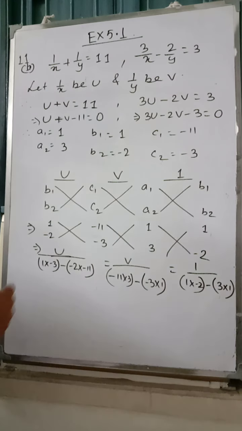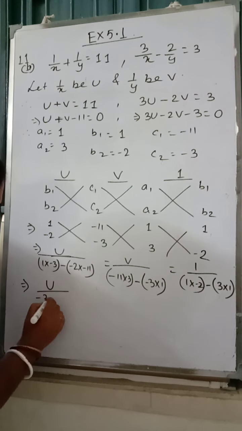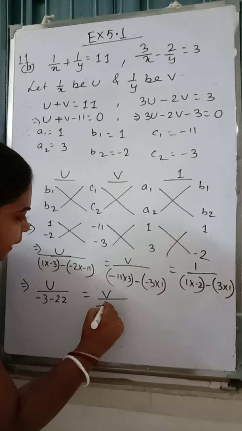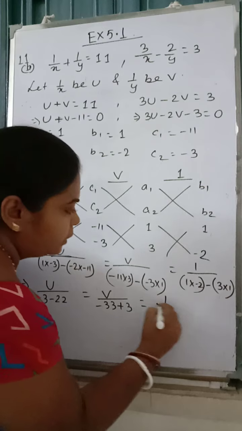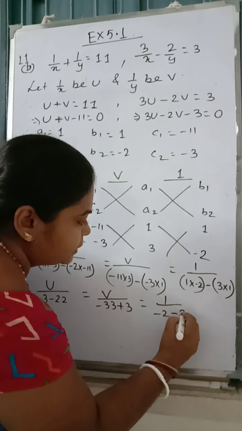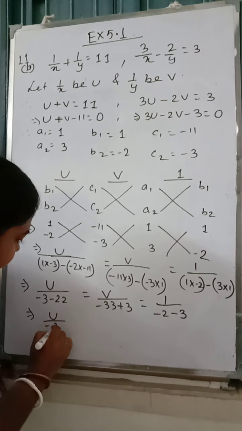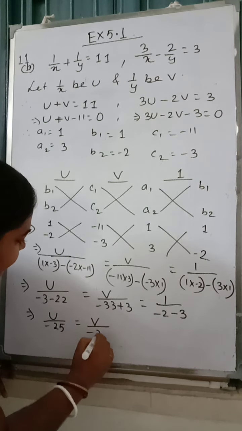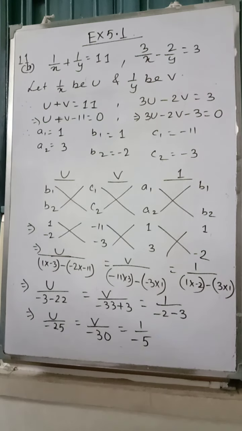Now you just see what it gives. It gives you u by minus 3 minus 22 is equal to v by minus 33 plus 3 is equal to 1 by minus 2 minus 3, or it gives you u by minus 25 is equal to v by minus 30 is equal to 1 by minus 5. So till here we have solved.